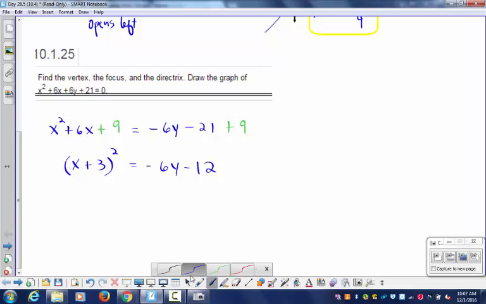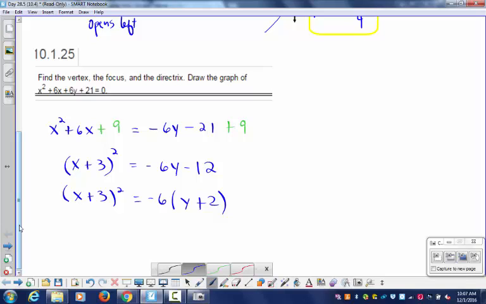The right side needs to be factored. The left side is good. On the right side, we factor out a negative 6, and we have y plus 2. That's now in standard form. We have the square isolated, the right-hand side factored. That's standard form.